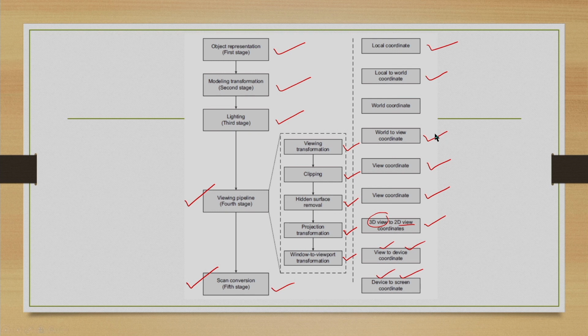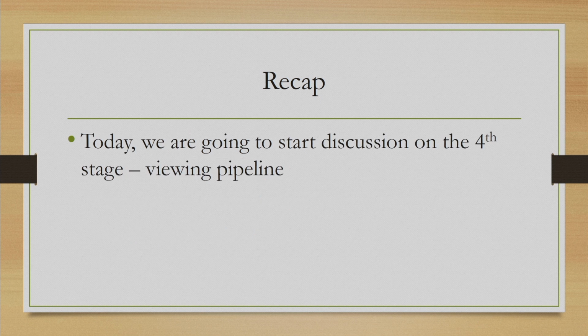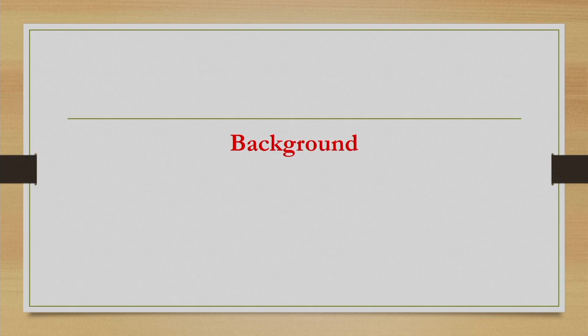So far, among all these stages and substages, we have covered 3 stages, the first 3 stages in our previous lectures. First one is object representation, then geometric transformation and lighting or assigning colors to the objects. Today, we will start our discussion on the 4th stage, that is viewing pipeline. Now, let us start with some basic idea of what we mean by the viewing pipeline. Let us start with a background knowledge.